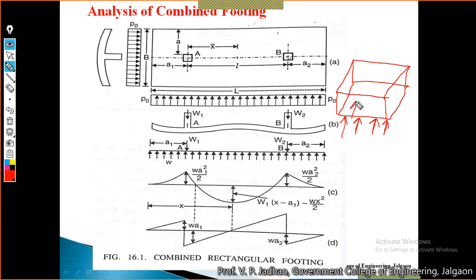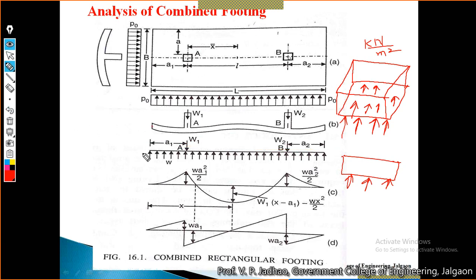Okay, again here. Throughout the bottom face there will be some uniformly distributed pressure. If we see in elevation, the pressure will be like this. This pressure is in kilonewton per meter square. Now what we are doing, we are considering this particular footing in longitudinal direction. This is the longitudinal direction. Along the length of footing, it is the longitudinal direction.